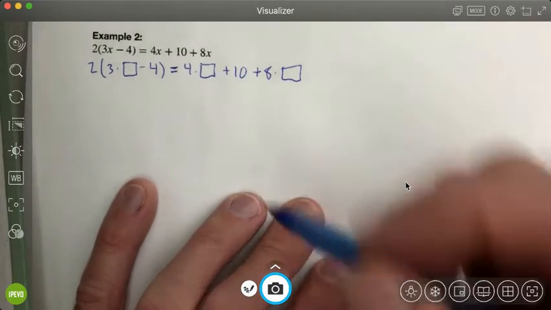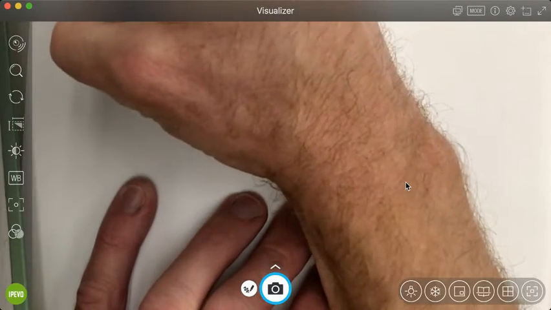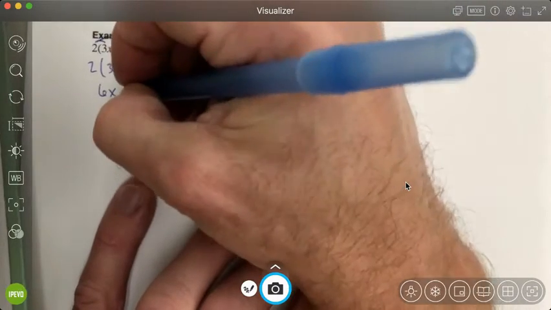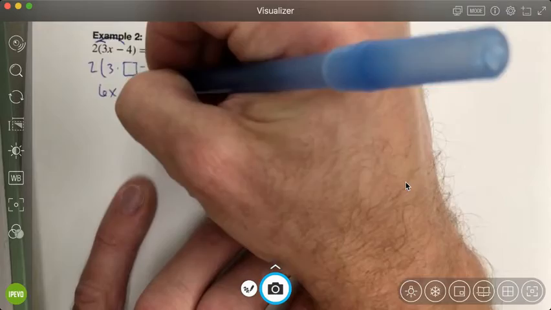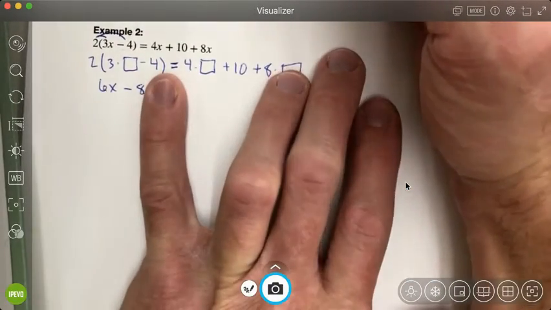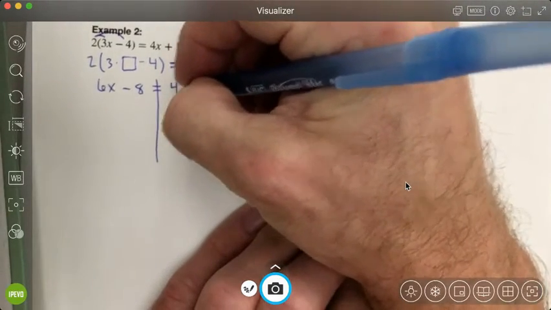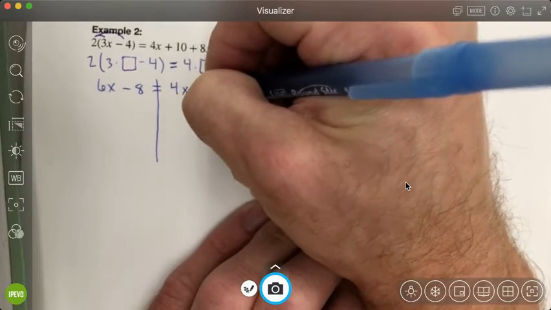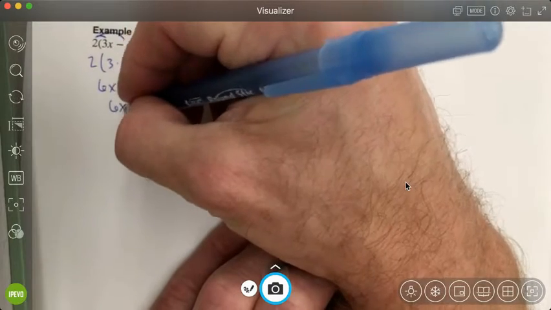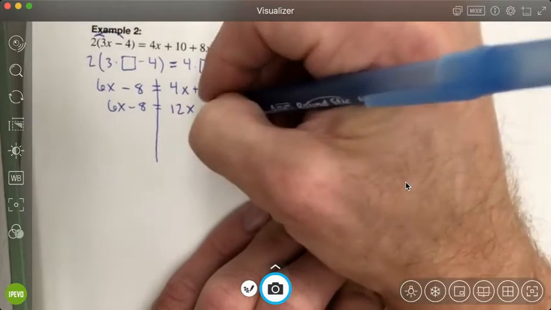So let's look at this one. If I simplify this side, I've got 2 times 3x is 6x, and 2 times -4 is -8. Equals, and I'm going to draw in my barrier just to remind myself. So this side is now simplified. Here, if I look at my terms, I'm just going to regroup. My like terms here are 4x and 8x. So if I simplify that, I'm going to have 12x plus 10.